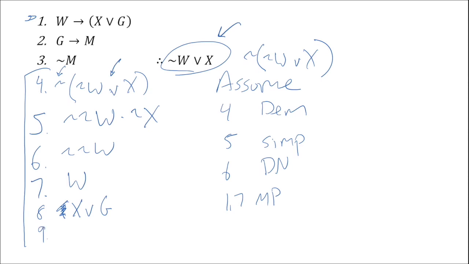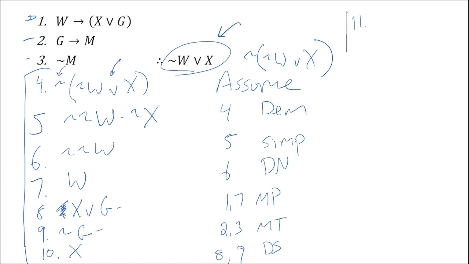And then we can get tilde G from 2, 3 modus tollens. And then that will give us here X from 8, 9 disjunctive syllogism. All right, let's move up here for line 11 still under the assumption.